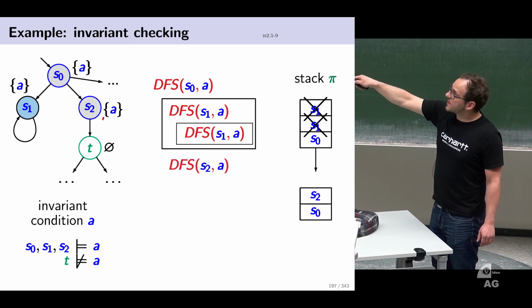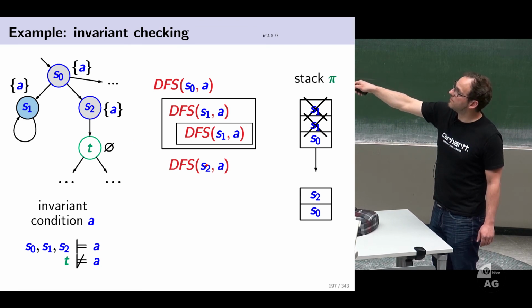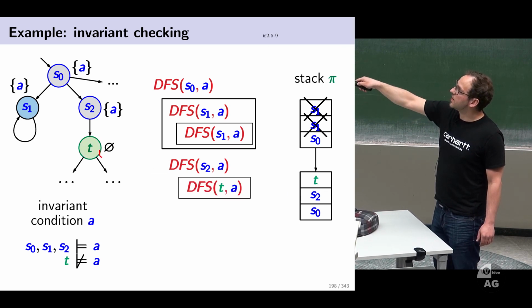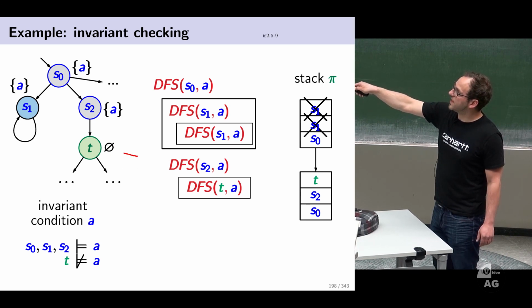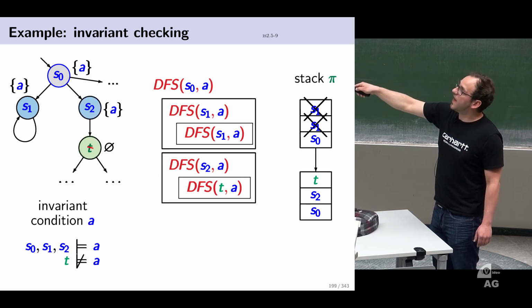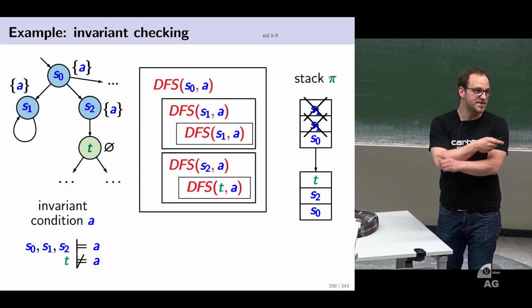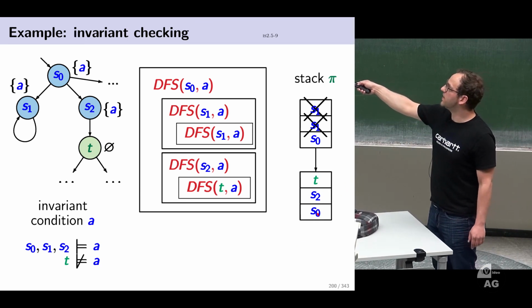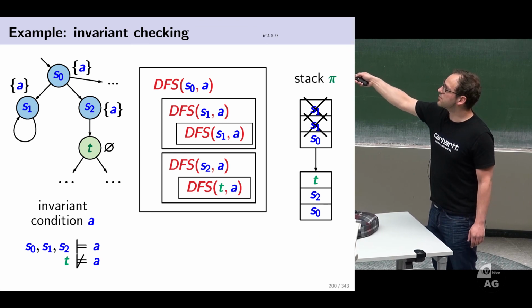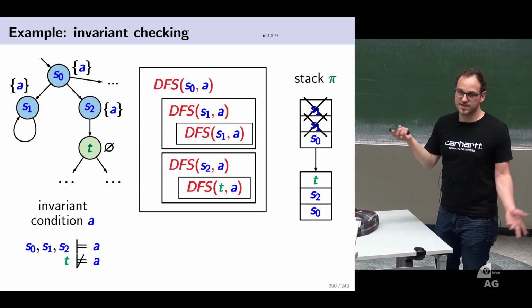Then we look at the second successor of S0, so performing a step down from S0 to S2, push S2 onto the stack, go one step further, call DFS looking for a state violating A from T, and then we see, this state T violates my invariant condition, so I will return to the highest level, and you see on the stack you have exactly the reversed counterexample saying that if you go from S0 to S2 to T, it gives you a trace to a state, namely T, that violates the invariant condition.